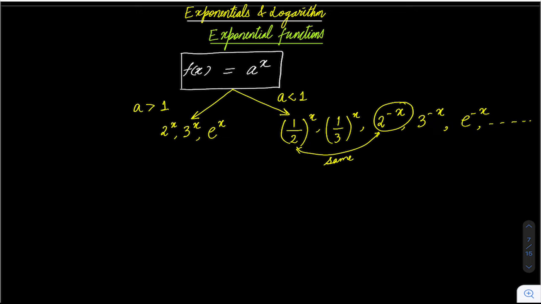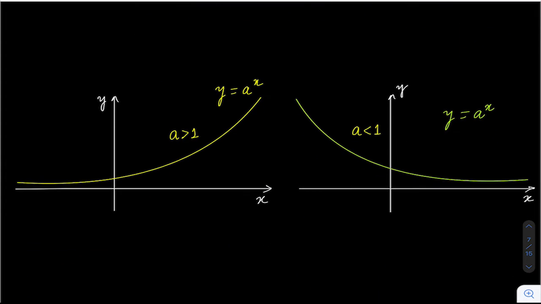Now let's see what their graphs look like and try to understand more about these exponential functions. Obviously there are two types of functions, when a is greater than 1 and when a is less than 1. When a is greater than 1, the graph is like this, as shown in part A, and when a is less than 1, the graph is what is shown in part B.